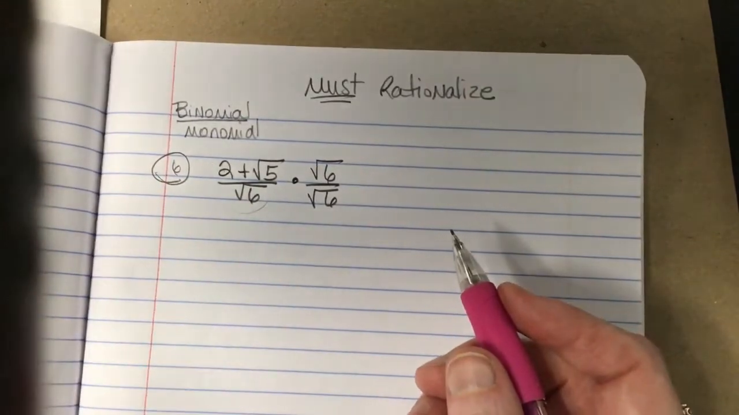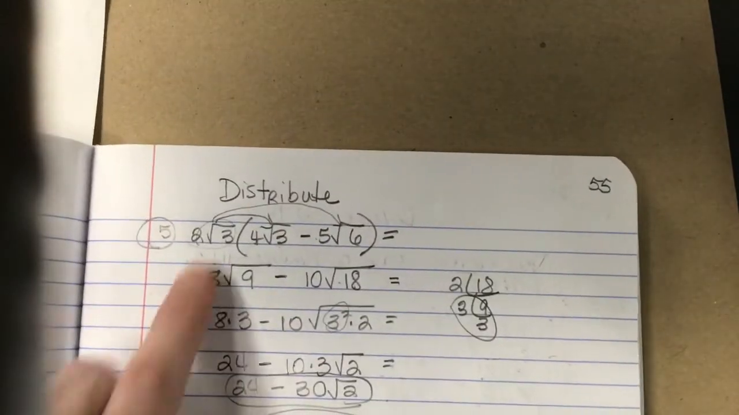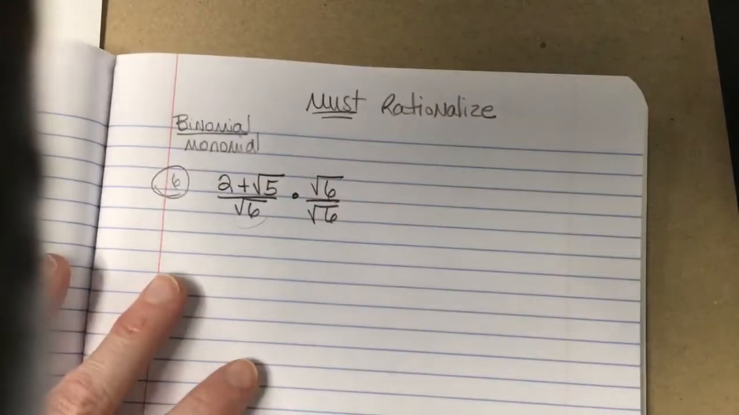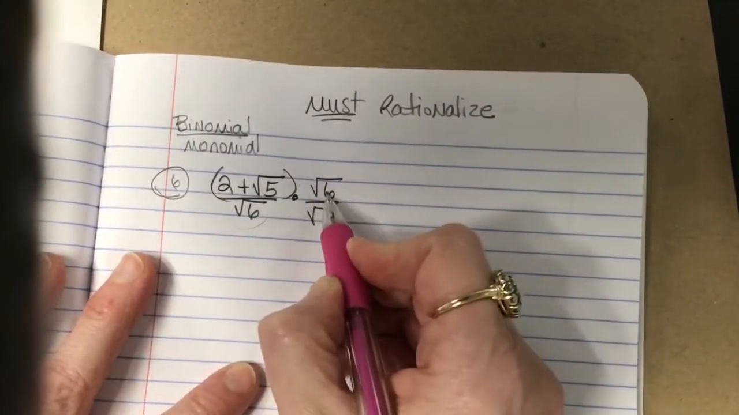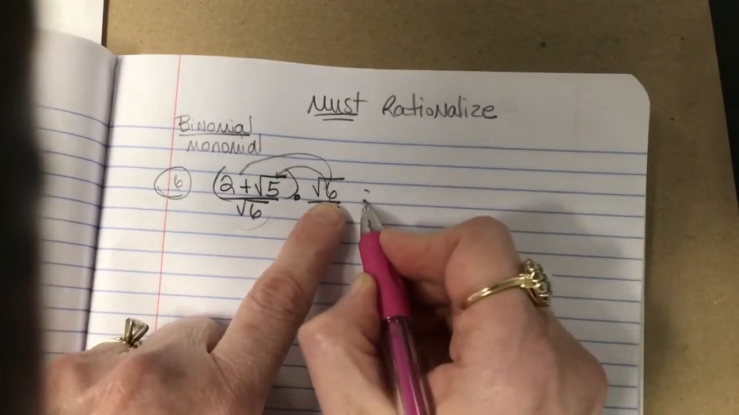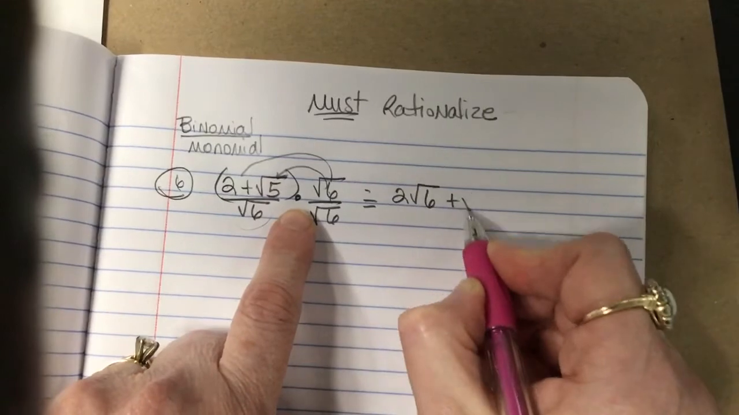Now, in lesson 23, we did multiply. See right here, you had one where you had something outside and you had to distribute it to 2. Well, that's what we're going to do. We're going to have to distribute this square root of 6 to both of these. So I've got 2 square root of 6 plus the square root of 30.